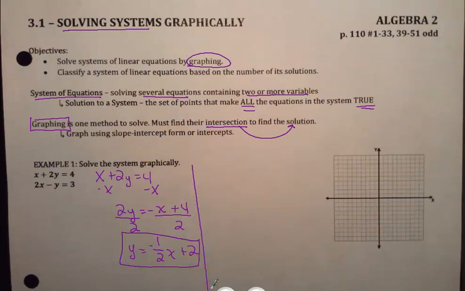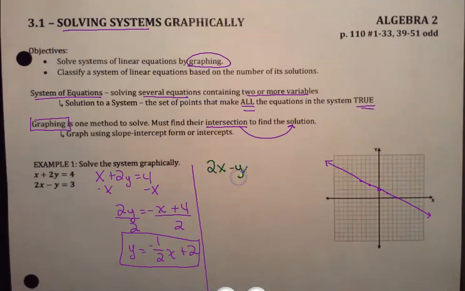My y-intercept is at 2, so I'm going to go to 2 and put my point. My slope is negative 1/2, so I'm going to go down 1 and right 2. Remember, I can also go up 1 and left 2. In this case, it is better to put more points than just the 3, because you're looking for the point of intersection. So I might end up having to go back and redo that. I'm not for sure. Let's look at the next one.